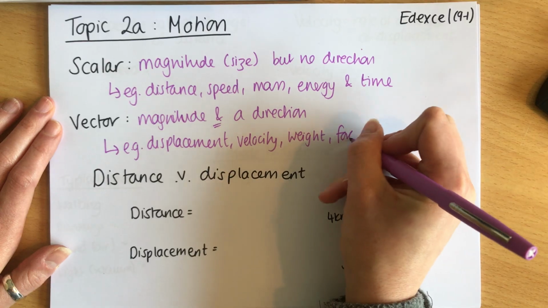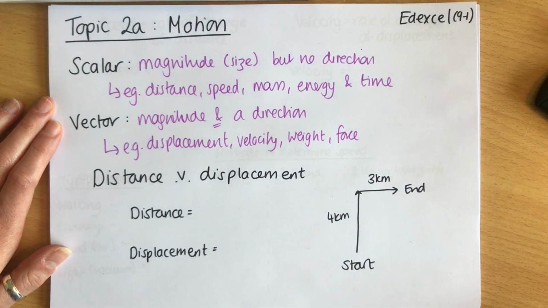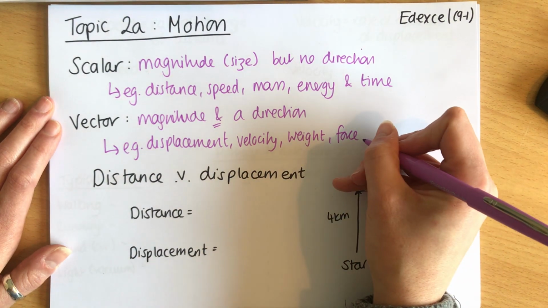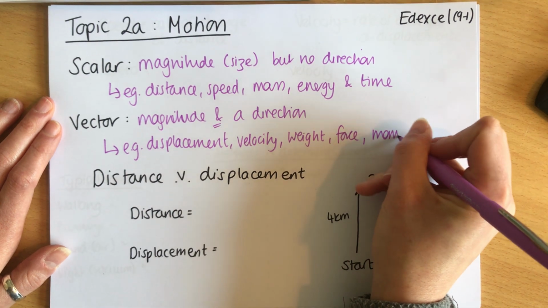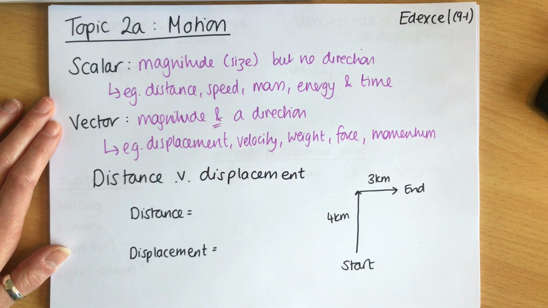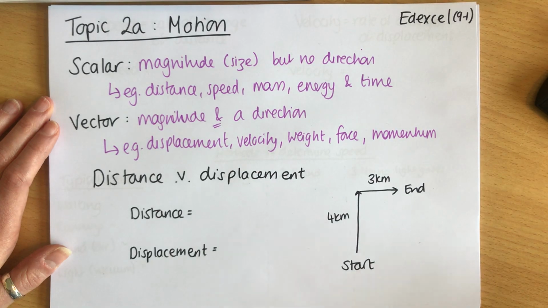Weight is an example of a force. That's why it's a vector. Forces are very famously vectors. You use arrows to draw them. Momentum is another common one. There's many more, but these are the ones you're expected to know in the GCSE.